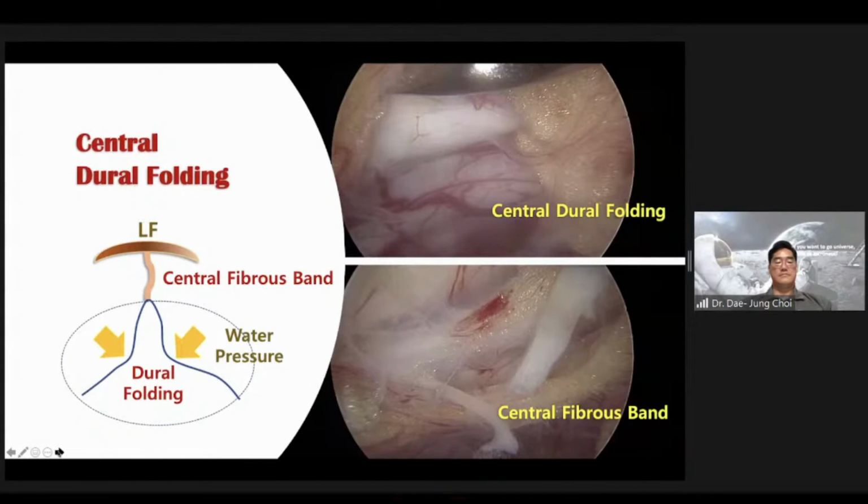In addition to the central dura folding, the central fibrous band is located at the midline, which is connected with the dura membrane and the undersurface of the ligamentum flavum. Don't try to remove it and clean up the midline fibers. When you pull out the central fibrous band forcefully, the central area of the dura can be injured.